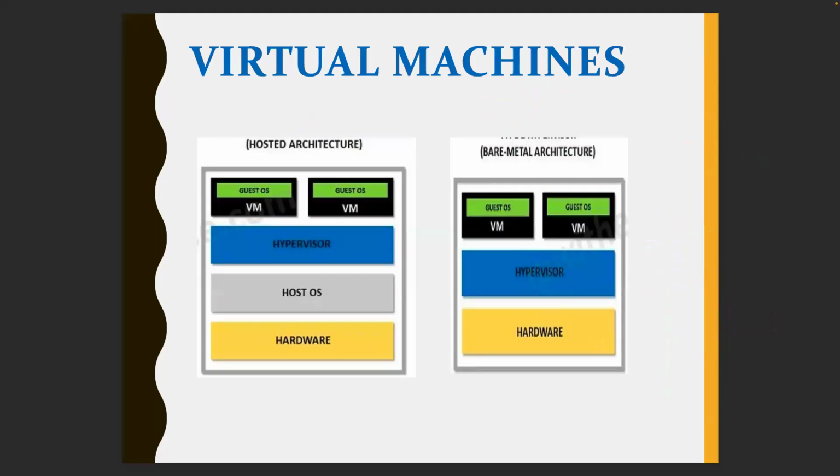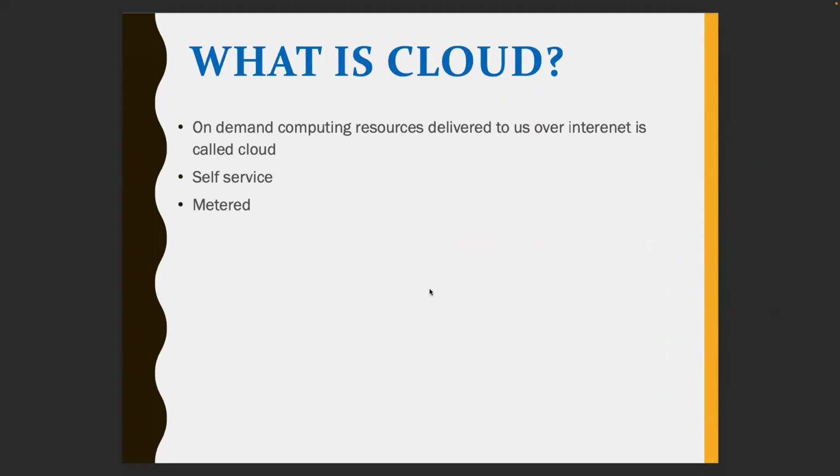So you don't need to worry about the resources of your operating system. Should you increase or expand the resources, you don't need all those challenges, right? We'll go with the cloud. On-demand computing resources delivered to us over the internet. It is self-service. You can just open the console, AWS console or GCP console, and create your own infrastructure. It's metered. You pay only for what you use. Let's say you use it for 12 hours in the day. You pay only for 12 hours.